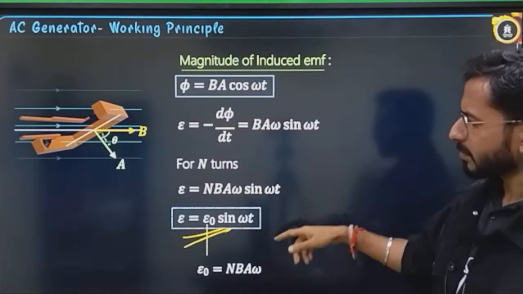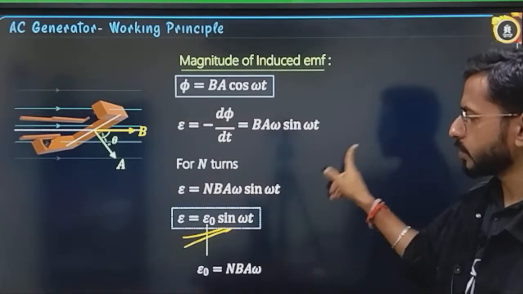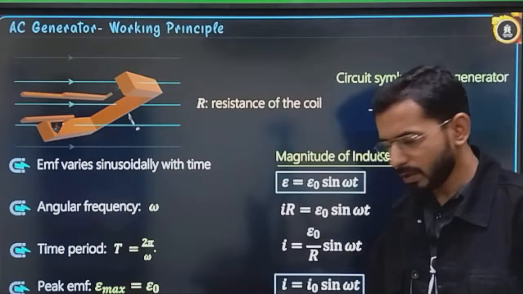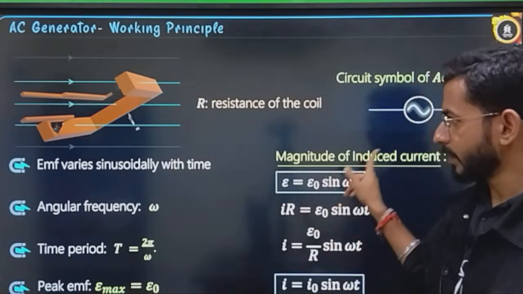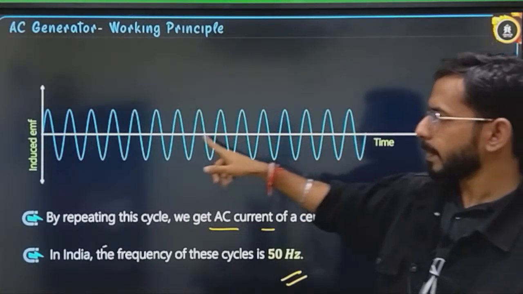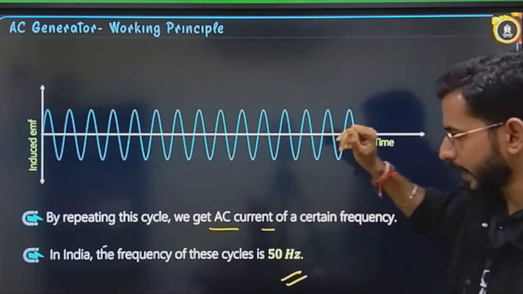Here you have written the flux, and then again you have differentiated it. After differentiation you again get the same result, E is equal to E naught sine of omega t. In the same way you can write for I also, just divided by the resistance. Here you can see it is a sinusoidal function. That means in some portions it is positive, negative, positive, negative. This kind of function you are getting.